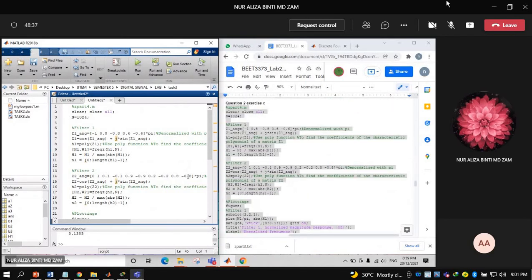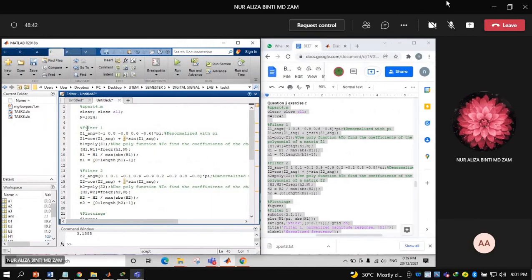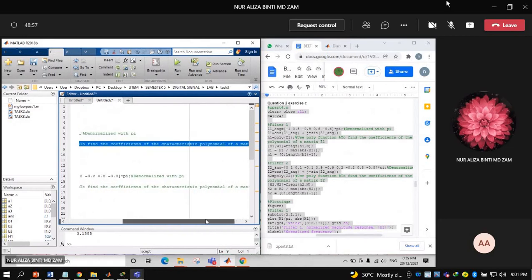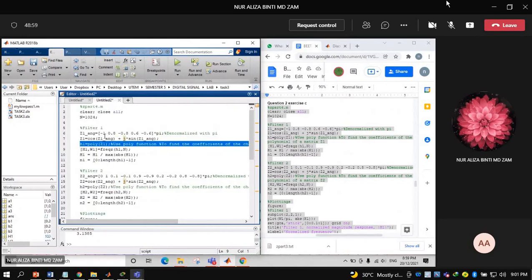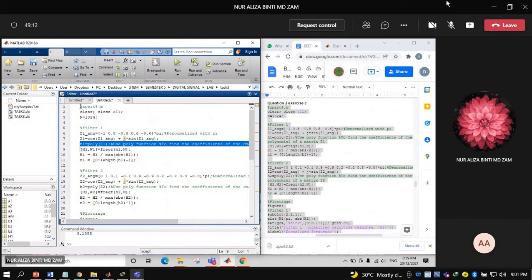For exercise C, this is the full coding for the Z part 4. On the system, we have to use the filter function. Use the poly function to find the coefficients of the characteristic polynomial of the matrices Z. And then we have to plot the system, so we run the coding.